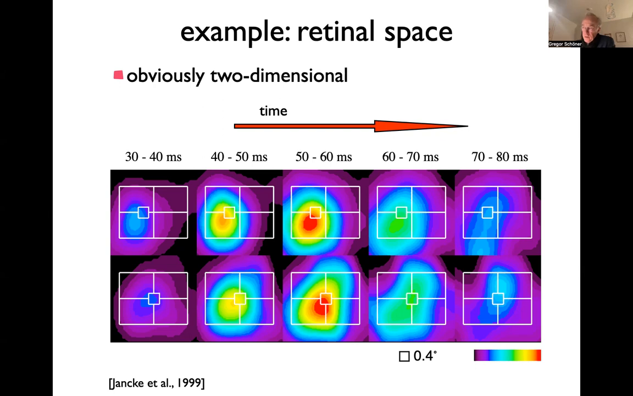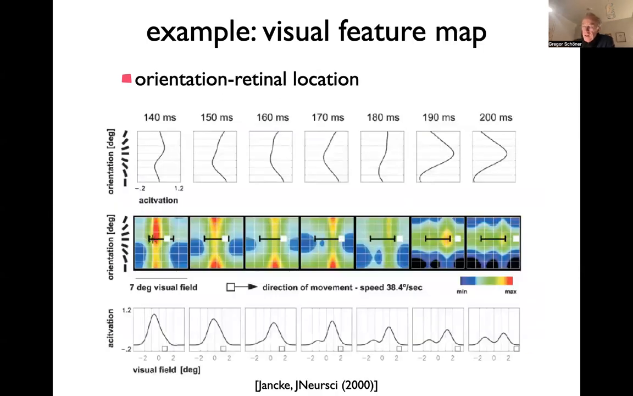And actually, Dirk Janke, who did this work a long time ago, generalized that to a two-dimensional representation that represents different kinds of dimensions. So here he probed orientation as a dimension by looking at orientation tuning curves and sampled the visual space, the retinal space, just along one dimension. And so these, for instance, are representations of orientation combined with location. So a two-dimensional field of a different kind.